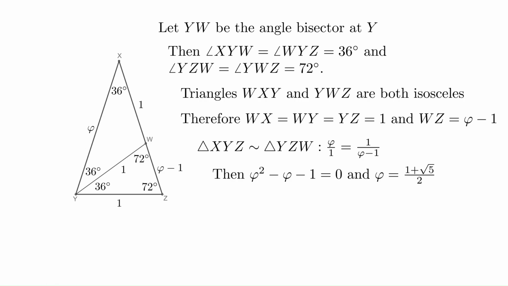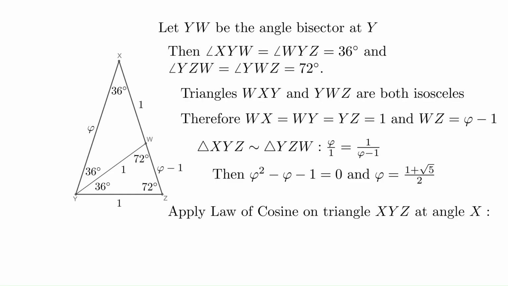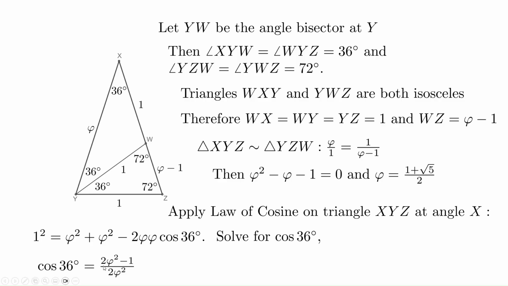Golden triangle can also be used to calculate values of trigonometric functions of some special angles. Apply the law of cosines on triangle XYZ at the angle X, a 36-degree angle. Its opposite side has side length 1, so 1 squared equals phi squared plus another phi squared minus 2 times phi times phi times cosine of 36 degrees. We can solve for cosine 36 degrees. It is 2 phi squared minus 1 divided by 2 phi squared.